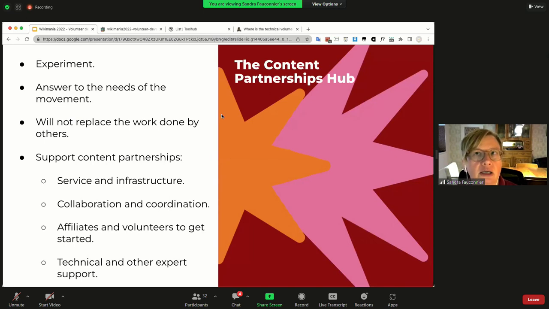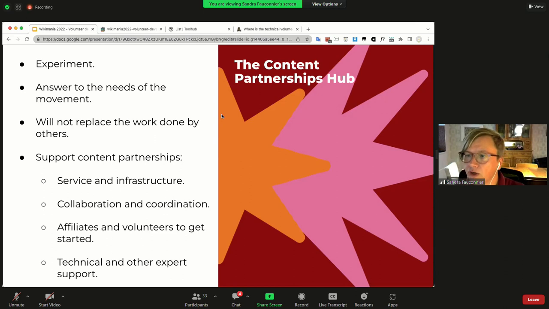Wikimedia Sweden is actually stepping forward to experiment with doing a thematic hub in this area. There are some core values that we want to emphasize: it is an experiment, and we are open to, and it's really important for us to answer to the needs of the Wikimedia movement, to help others, not replace the work that others are doing, because we know that people in the Wikimedia movement are already doing a lot of content partnerships. It's more about looking at what is missing, where we can help people do their jobs better, and not step on people's feet, but really help where there are gaps.